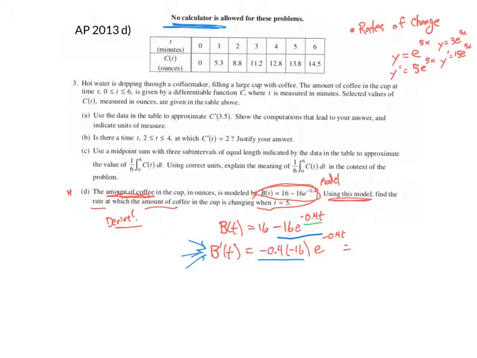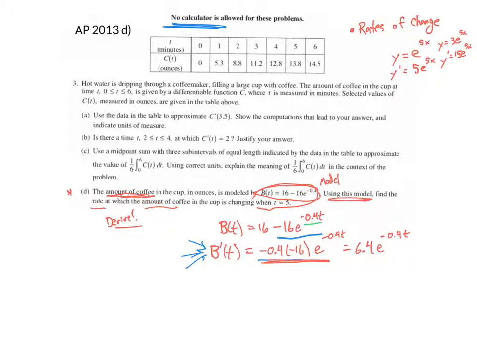You don't need to simplify this, but if you did want to, the negative 0.4 here is basically 4/10. And then if you're good with mental math, or if you are good with a pencil and paper, you could simplify this down to be 6.4e to the negative 0.4t. But if you're not comfortable with that, I would encourage you to just leave it exactly like this.